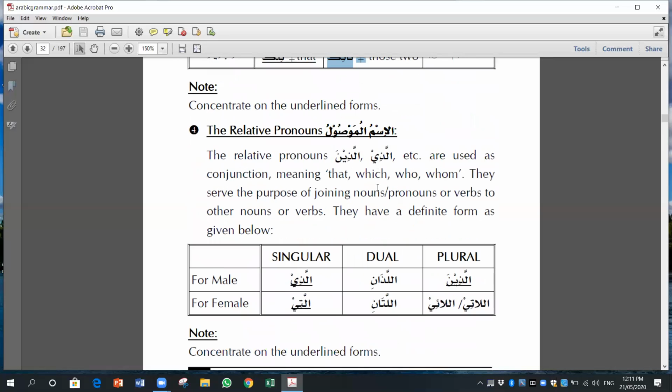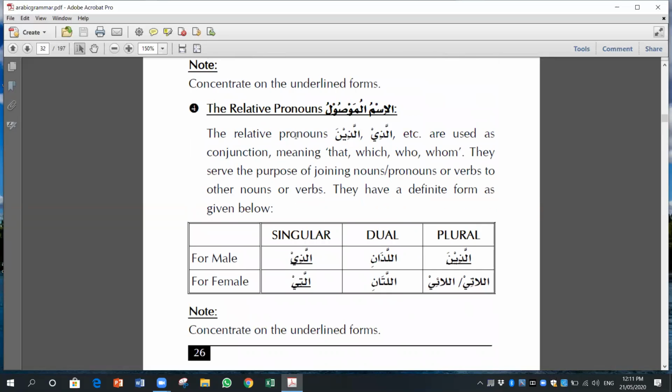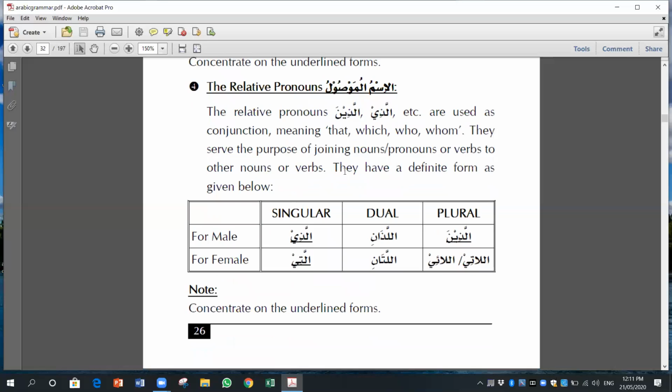Okay, so let's move next. This we didn't do yesterday, the relative pronouns. We didn't do it at all. We just read it. So this is very easy. It is used when we want to make a relation between, or connect, two words, two nouns or two sentences. So the relative pronouns, alladhi and alladhina, etc. are used as conjunctions, right? When we connect two, meaning that, which, who, whom.